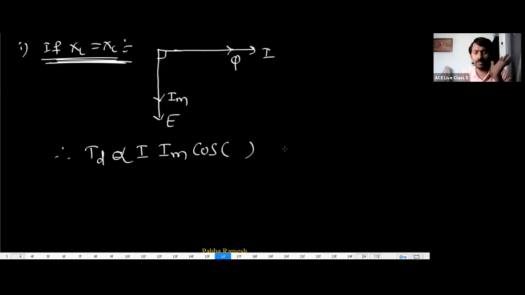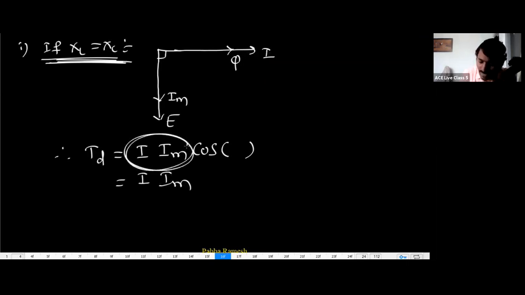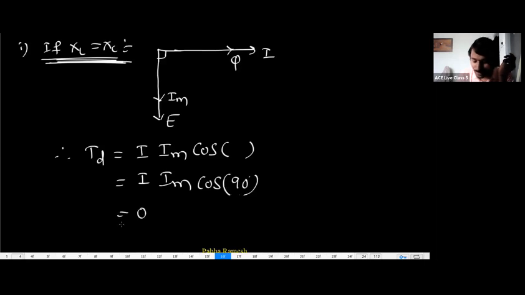Mutual inductance, I'm taking only this one. Sir, TD proportional to I, no problem. You can write, no problem. What is that? I into Im into cos of the angle between I and Im under this condition. What is the angle between I and Im under this condition here? 90. So cos 90. What is the value? 0.